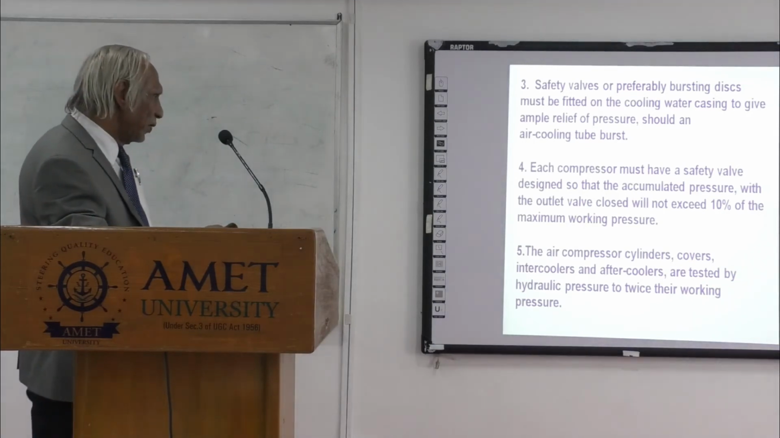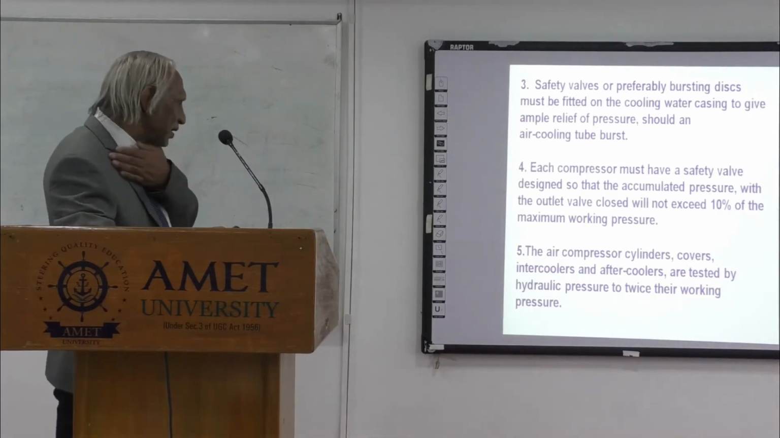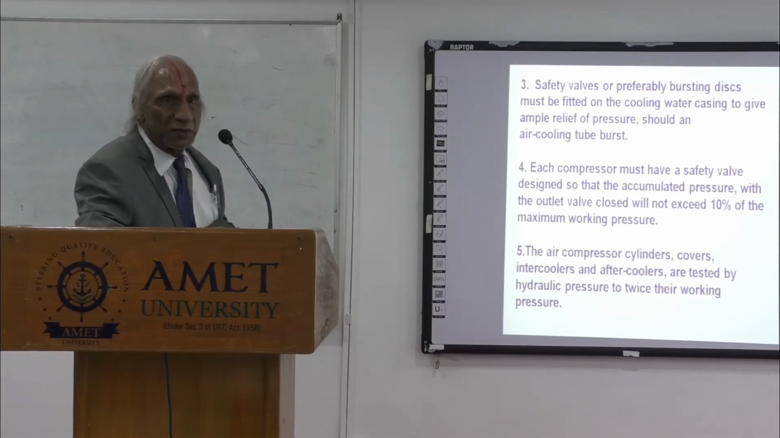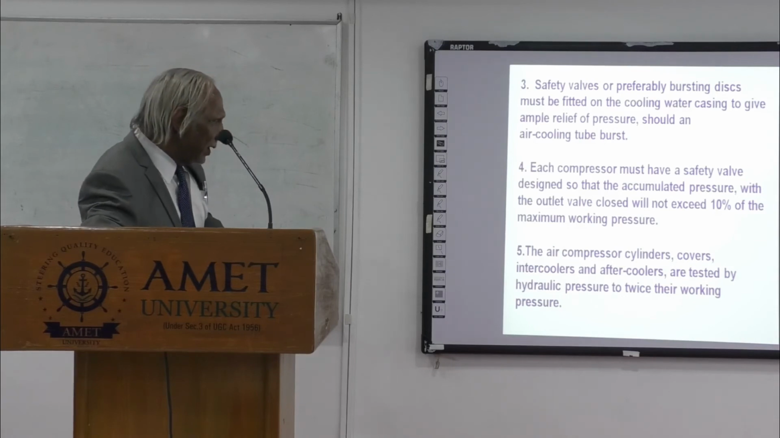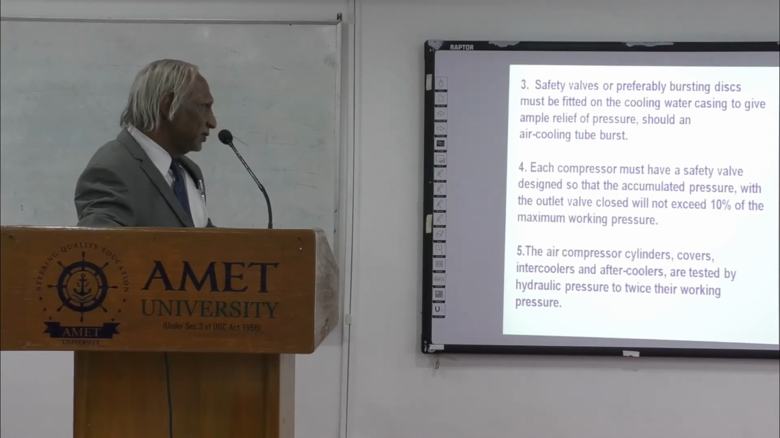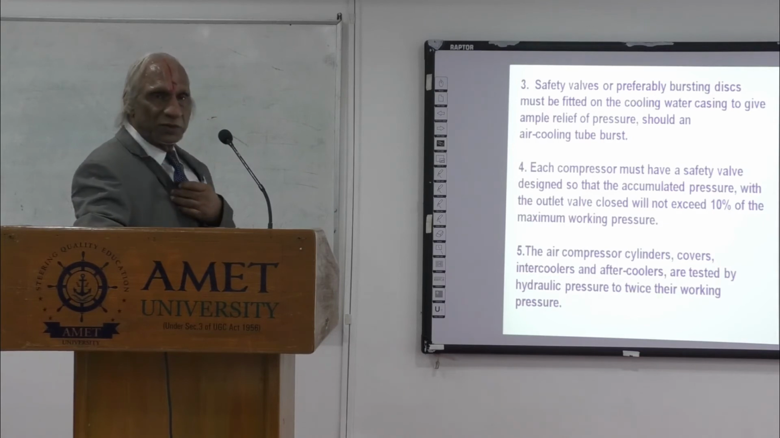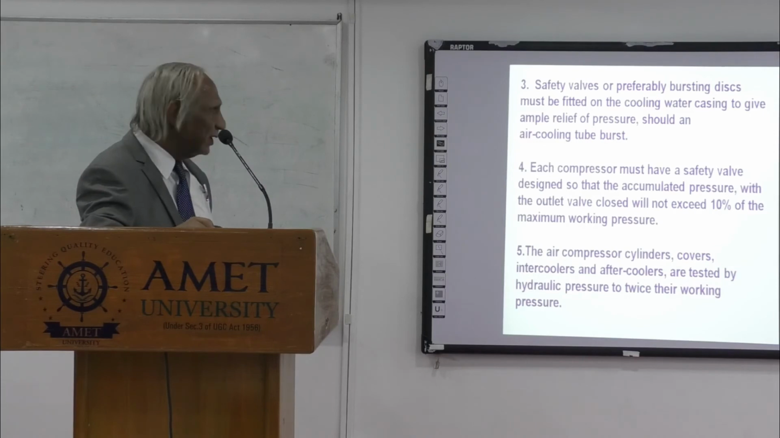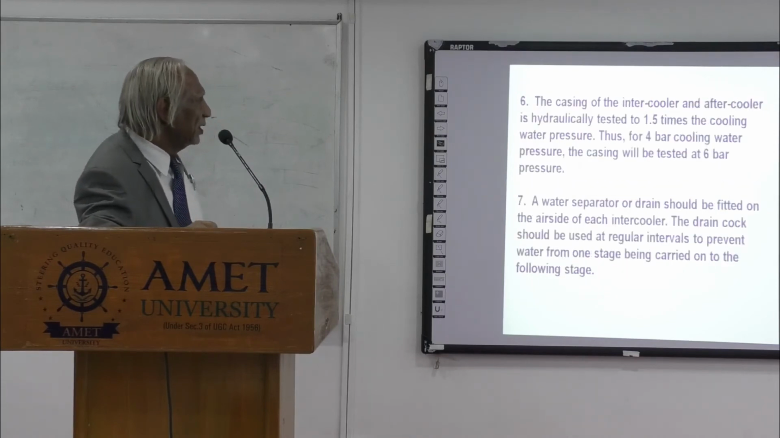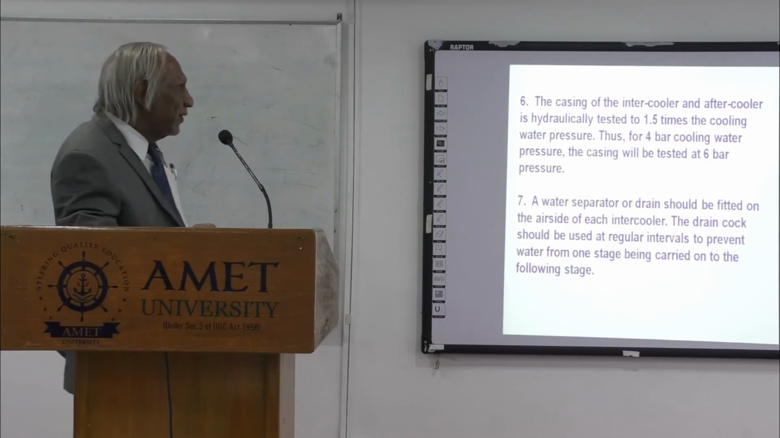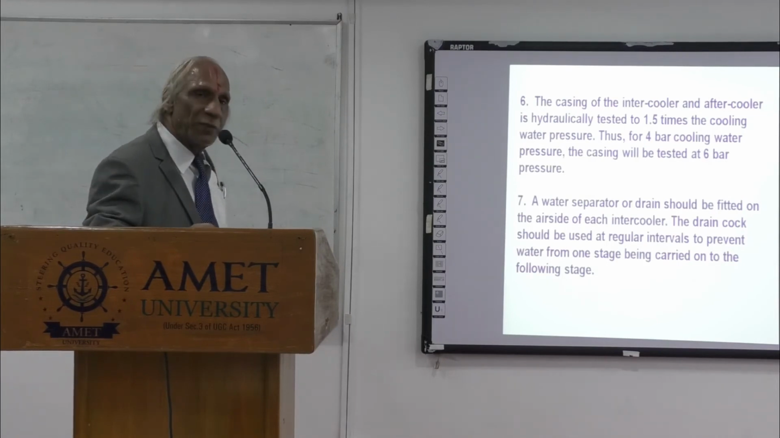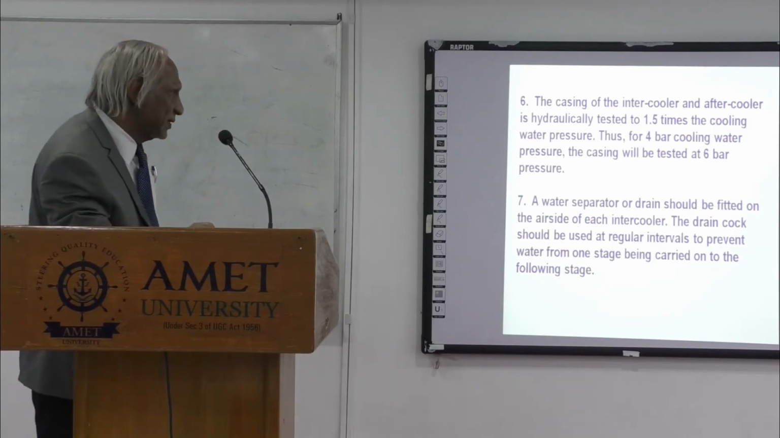The fifth one is that the air compressor cylinder covers, intercoolers, and aftercoolers are tested hydraulically to twice the working pressure. That is, the air cooler tubes through which air is passing should be tested to twice the working pressure, whereas the casing of the intercooler and aftercooler should be tested to 1.5 times the working pressure. That is, if it is 3 bar, it should be tested at 3 multiplied by 1.5. If it is 4 bar, 4 into 1.5, that is 6 bar pressure should be tested.